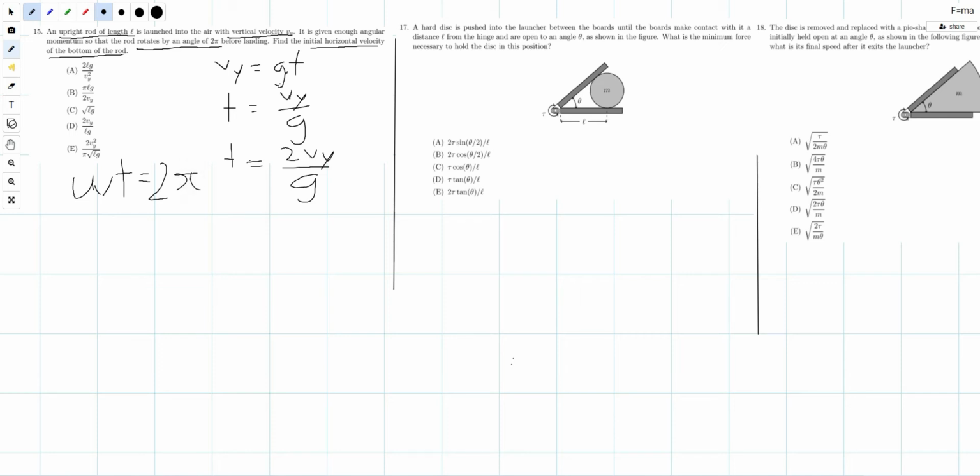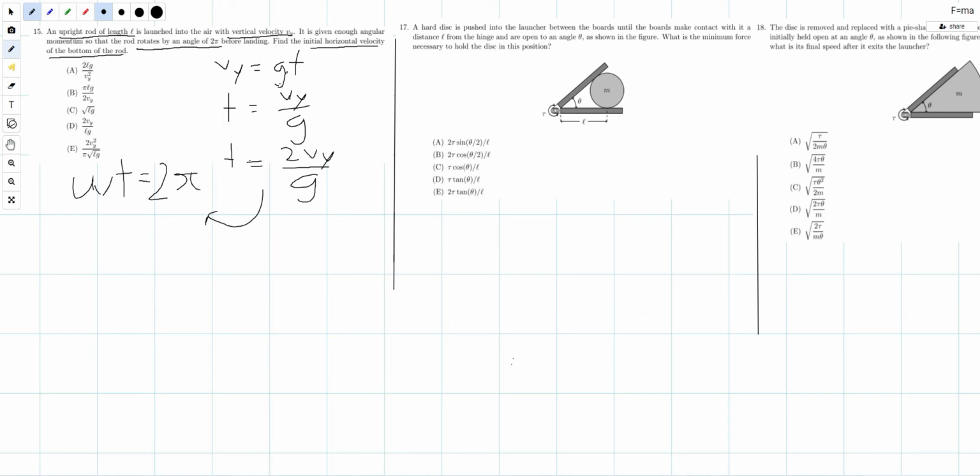Now here's the deal. These two t's are the same. The t I solved in terms of v sub y and g is the same as the t in this omega t equals 2 pi equation, right? Because it says that it completes this rotation as it's flying through the air. So the total time of flight is also the total time when it's rotating. So we can honestly just substitute this value of t back into this equation. And furthermore, we can also get the initial horizontal velocity.